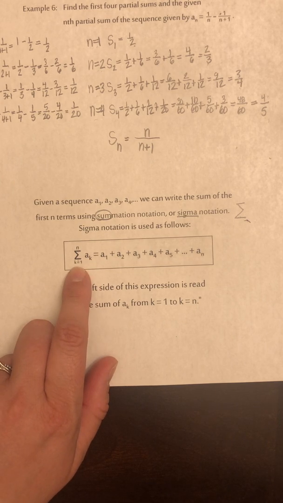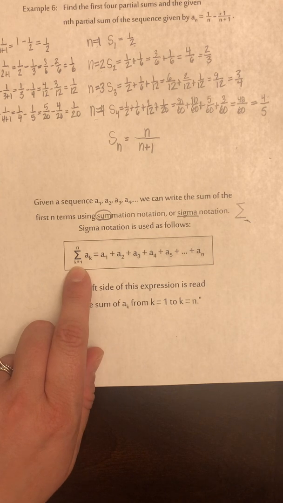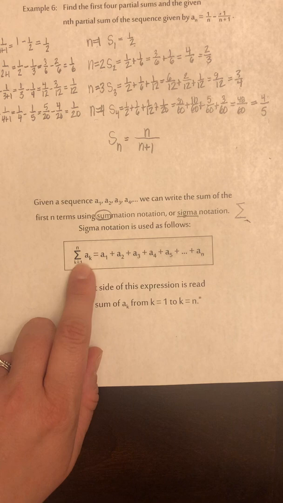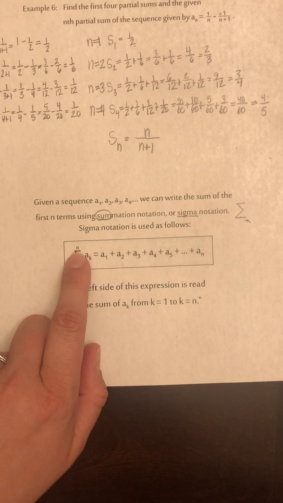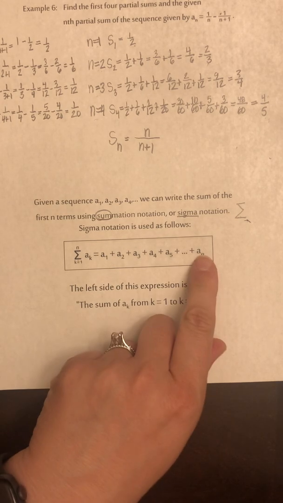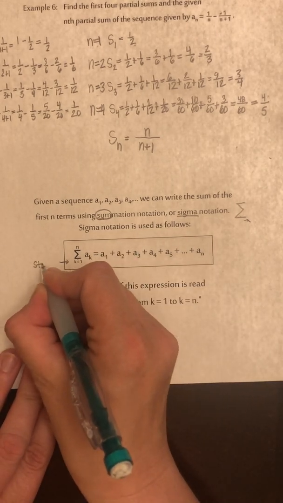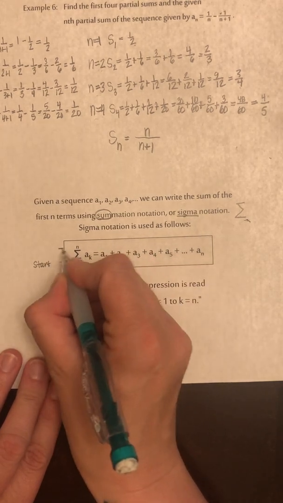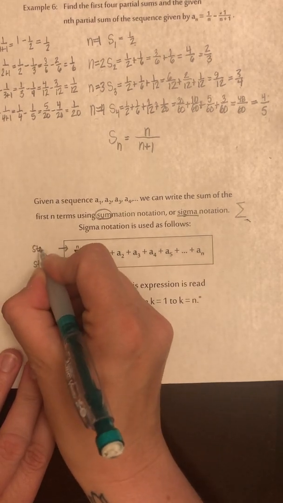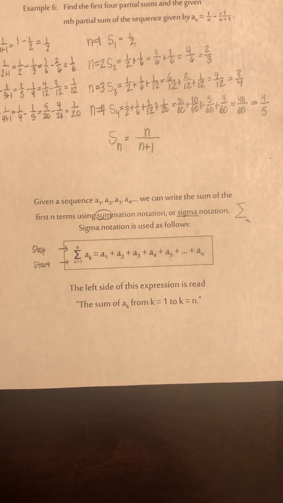So if that were a 5, we would start with the 5th term. If that were a 22, we would start with the 22nd term. Whatever is down there tells you which term you're going to start with, and then the number at the top tells you which term you're going to end with. So the bottom number tells you where you're going to start. The top number tells you where you're going to stop or end.